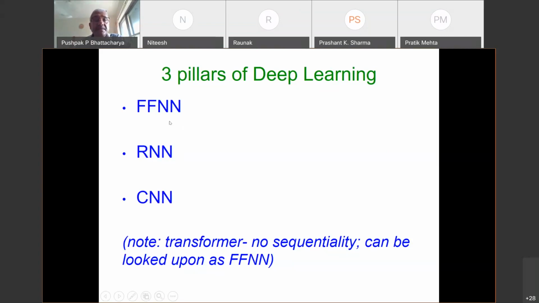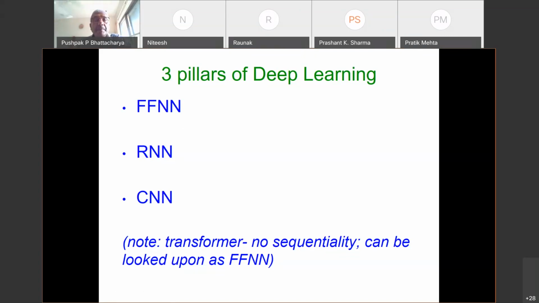So the three pillars, let us remember, are feed-forward neural network, recurrent neural network, and convolutional neural network. Feed-forward neural networks, which are fully connected, are also called dense networks. What about transformer? Where do they fall in this categorization? In transformer, there is no sequentiality because the positional information is captured. So we can look upon transformer also as feed-forward neural network. And again, the basic learning technique will be backpropagation.